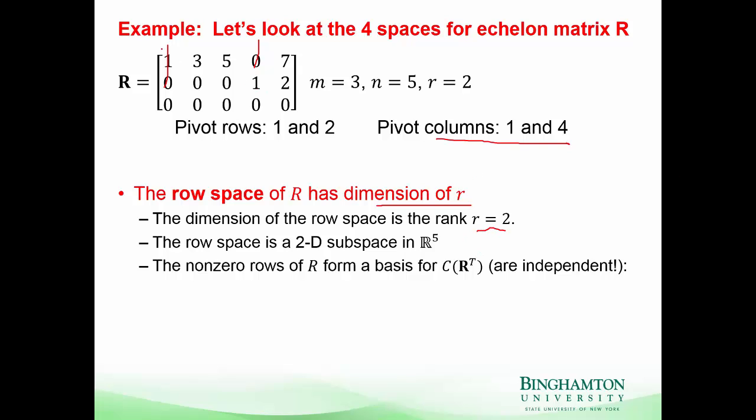And we can see that the row space, if we think about it as the column space of R transpose, these will be the 2 vectors that will span that subspace. In fact, there'll be a basis for that subspace. And since there's 2 of them in a 5-dimensional overall space, they'll form a 2-dimensional subspace in R5. And the basis for those are the 2 non-zero rows of R.